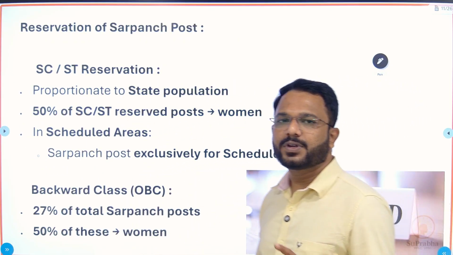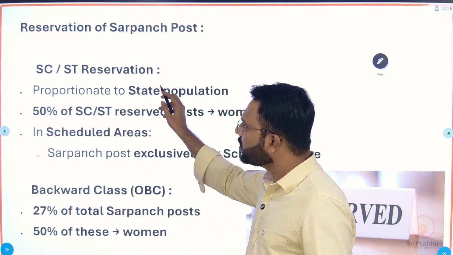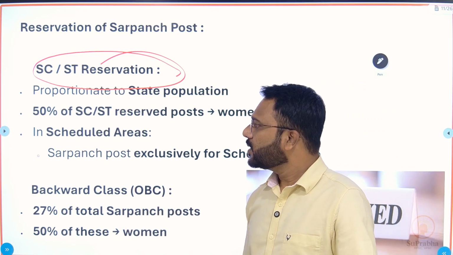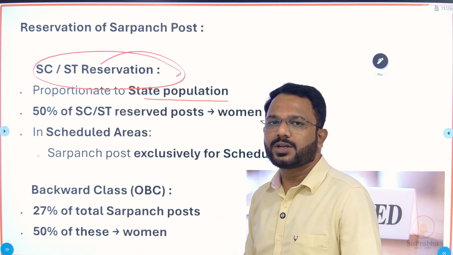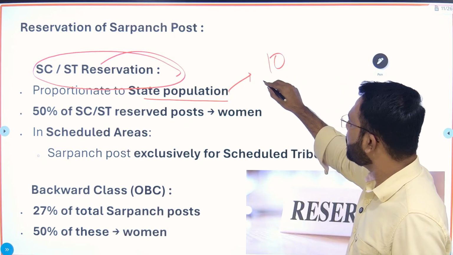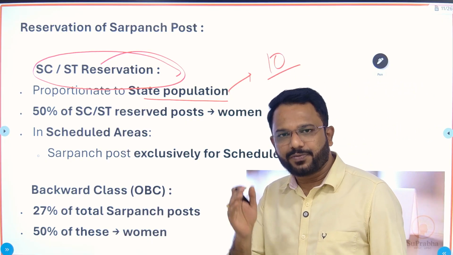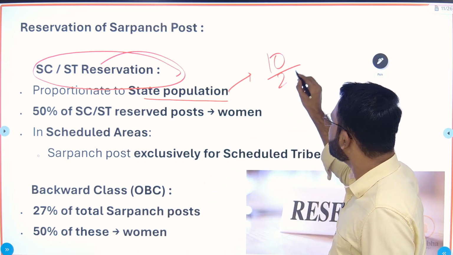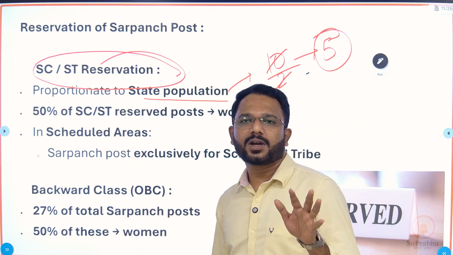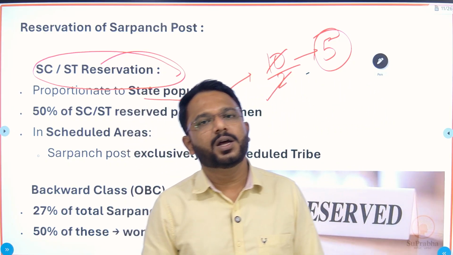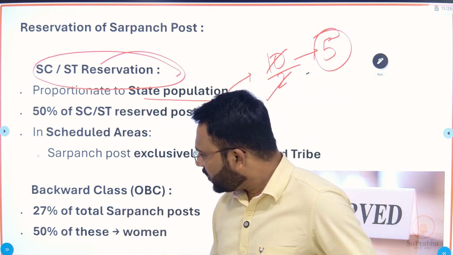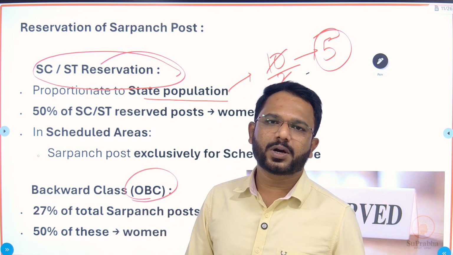The reservation of Sarpanch post. In reservation, the first category we are going to look at is the category of scheduled caste and scheduled tribe. The scheduled caste and scheduled tribe reservation is proportionate to the state population, and if, for example, 10 seats are reserved in a Gram Panchayat for scheduled caste or scheduled tribe, half of the seats are reserved for women. And if the Gram Panchayat is under a scheduled area, the Sarpanch post is exclusively reserved for the scheduled tribe. The next reservation is OBC or other backward class reservation.